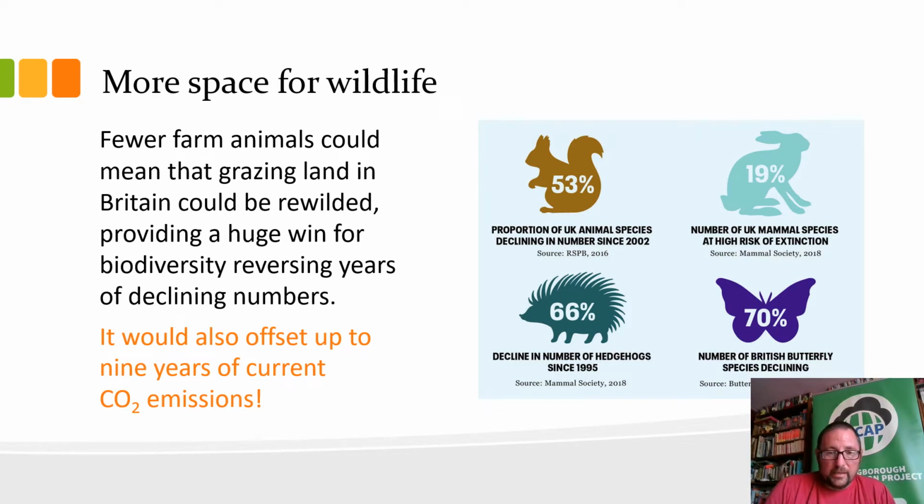wildlife in the UK. As you can see by the numbers on the picture there, the proportion of animal species in the UK that's been declining since 2002 is 53%. There's been a reduction of 66% in the number of hedgehogs since 1995. Perhaps more shockingly, a reduction in the species declining of butterflies of 70%.